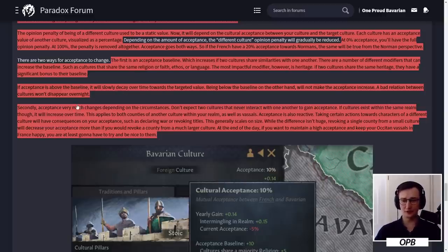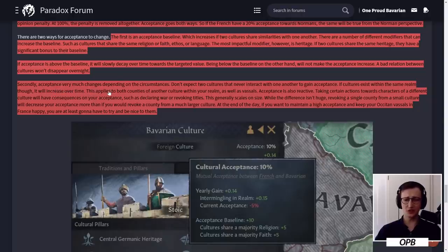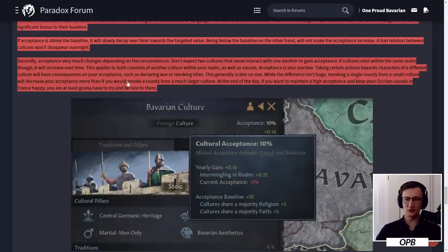I think that makes a lot of sense. Secondly, acceptance very much changes depending on the circumstances. Do not expect two cultures that never interact with one another to gain acceptance. If cultures exist within the same realm, though, it will increase over time. This applies to both counties of another culture within your realm, as well as vassals.